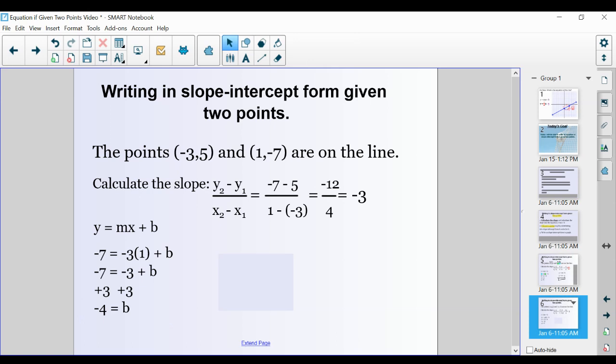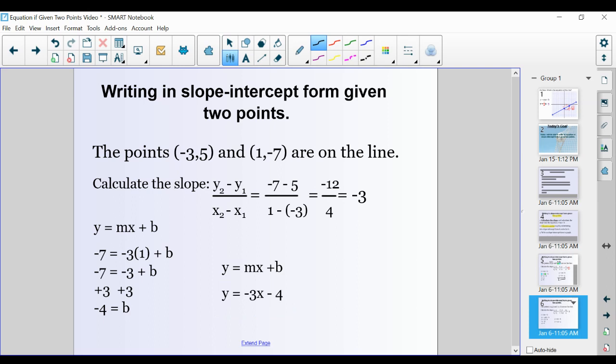Now that we have b equaling -4, we can use that and piece it all back together. We have y equals mx plus b. Our slope is -3, and our y-intercept is -4. Therefore, our final answer is y equals -3x minus 4.